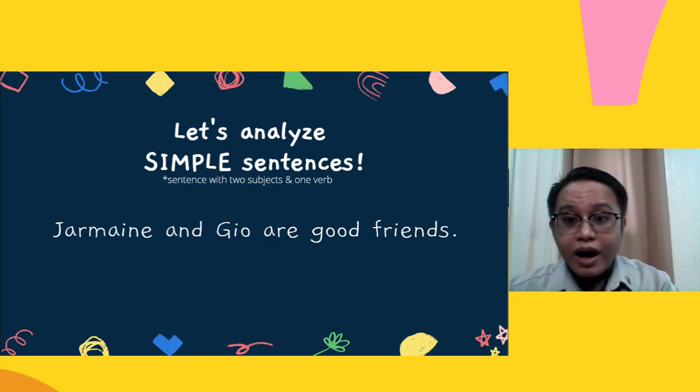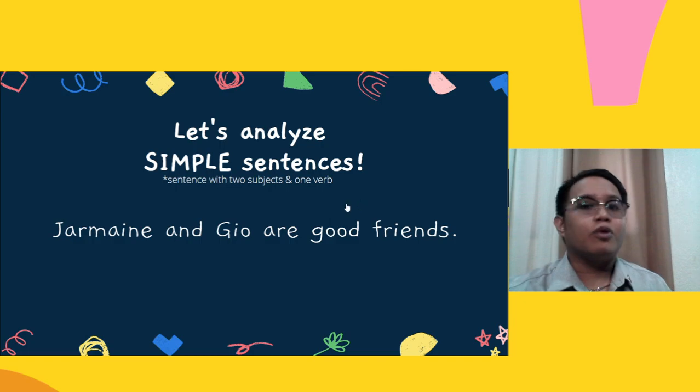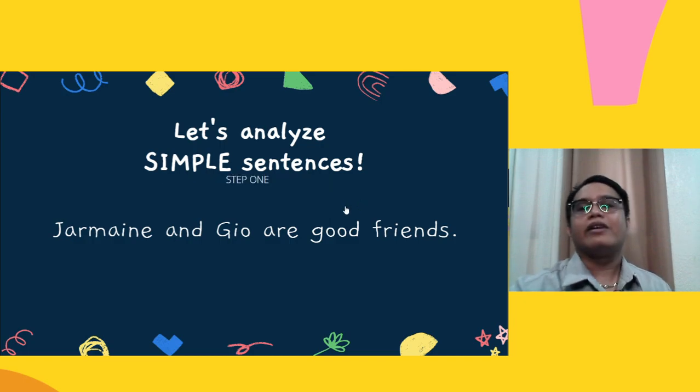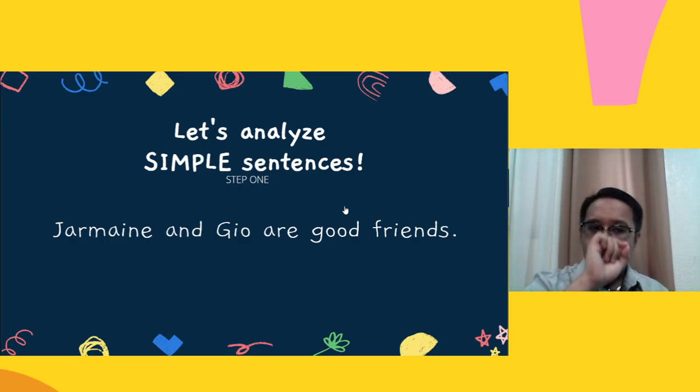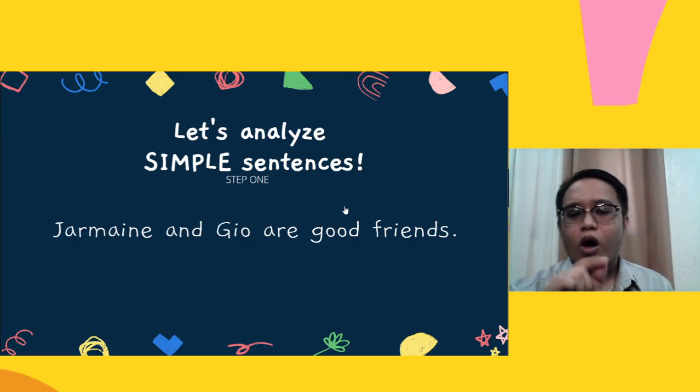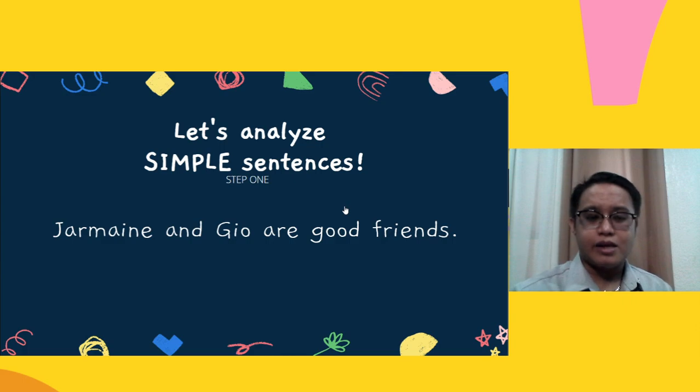Wala. Di ba wala? So, we proceed. Wala man. So, let's go to step 2. Step 2 is that we are going to cross out all the adjectives and adverbs in this sentence. Are there adjectives and adverbs in this sentence?